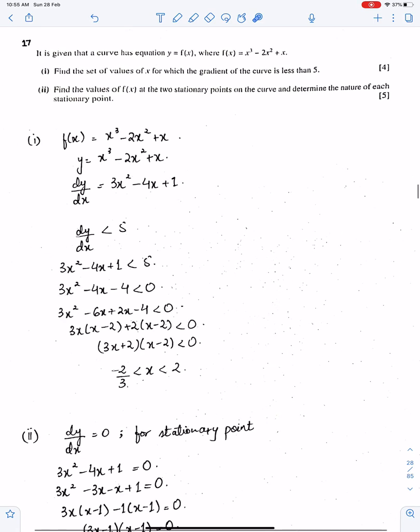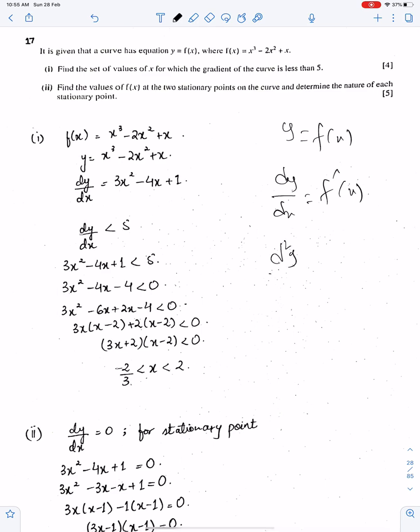Well, the first part of this question is simple and important as well. Find the set of values of x for which the gradient is less than 5. This means inequality. That's the important part. But it's simple. This is the expression of gradient of this function. You know, y is f of x. So, dy upon dx is f prime x.